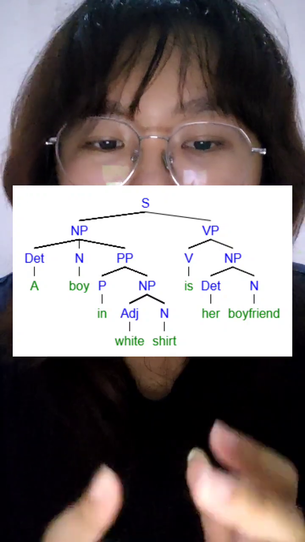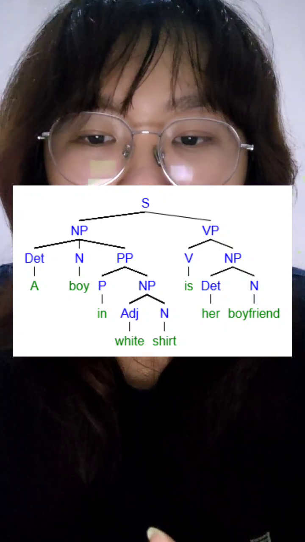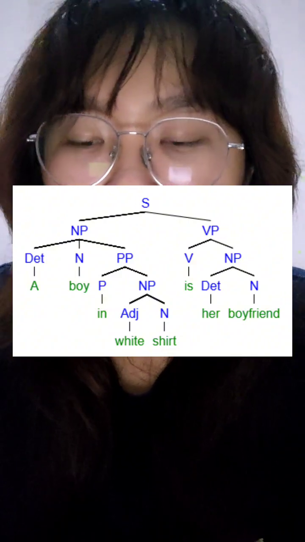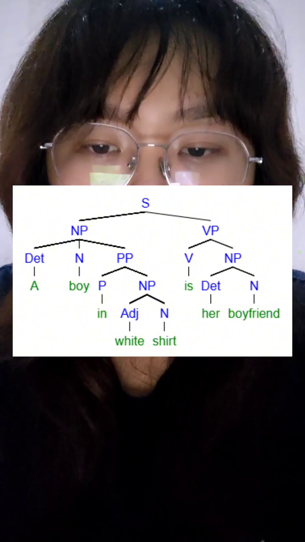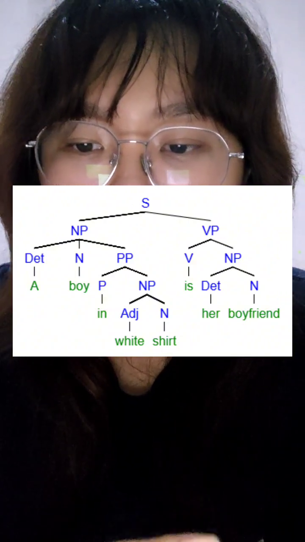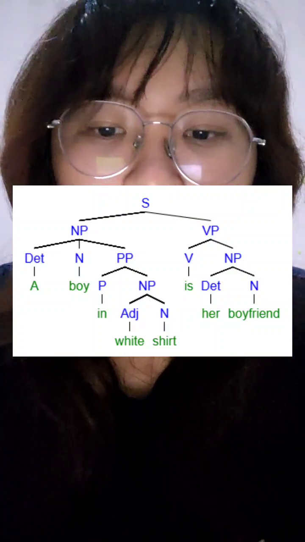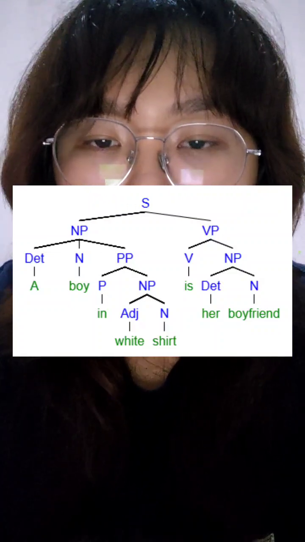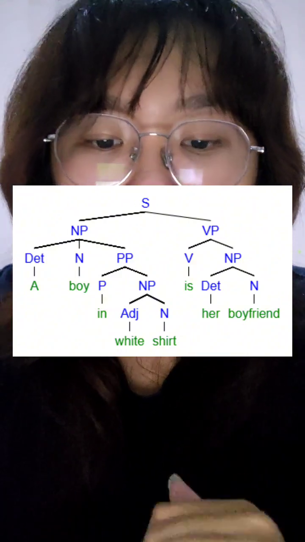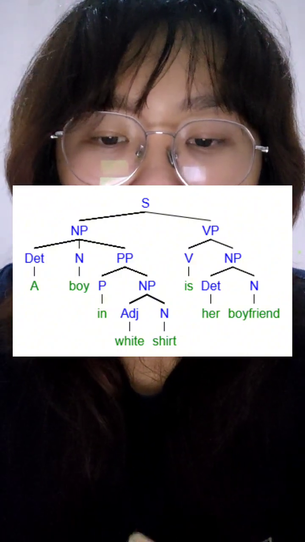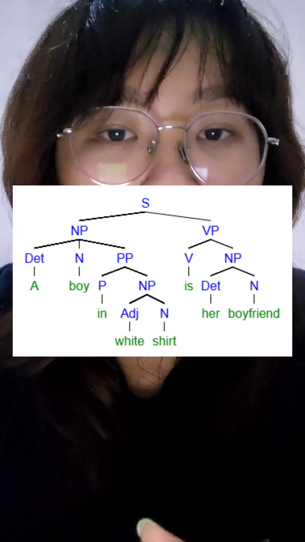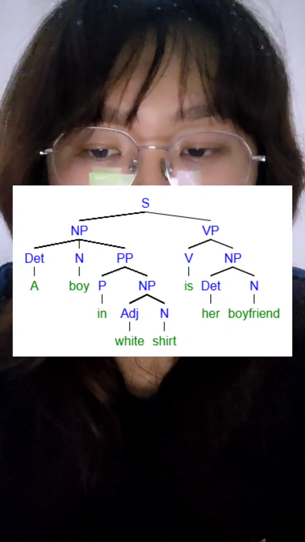It's kind of complicated to say. So let's take a look at the NP first. The NP is divided into three parts. They are determiner, noun, and then PP, prepositional phrase. Why is "in white shirt" the prepositional phrase? Because it has the word "in" as its preposition.